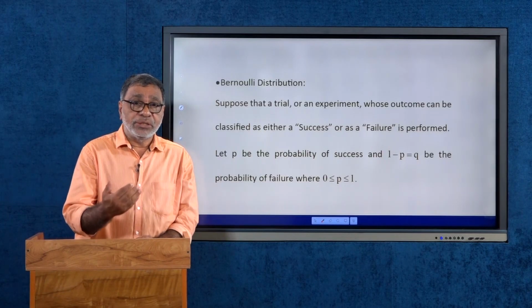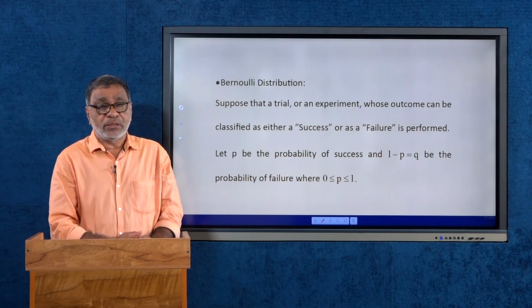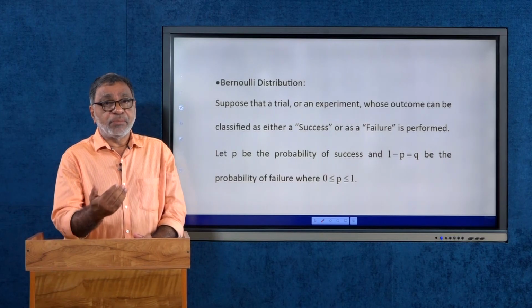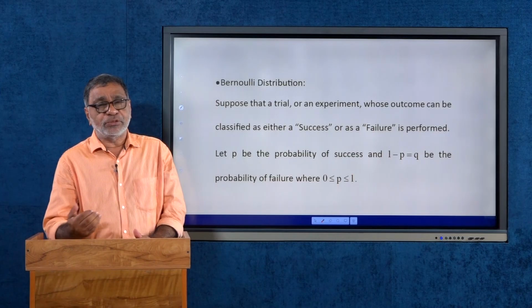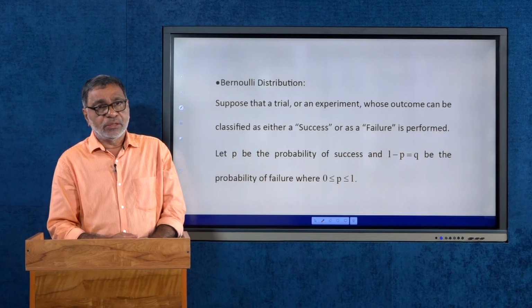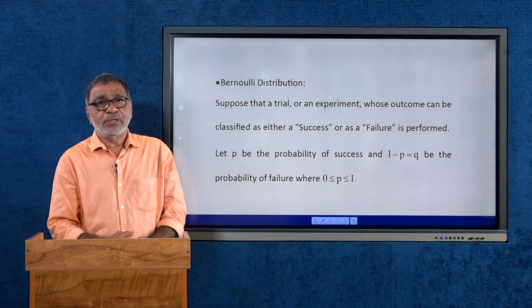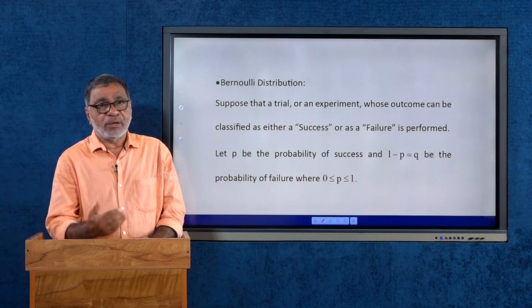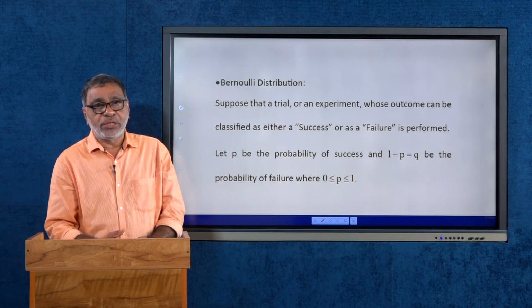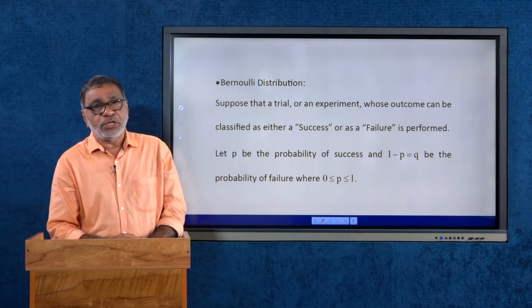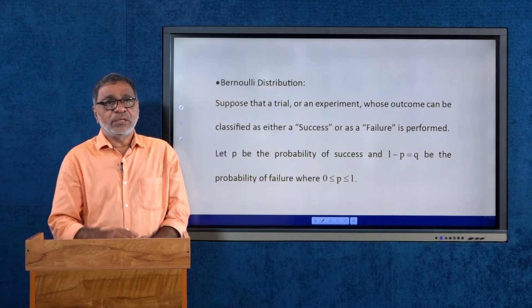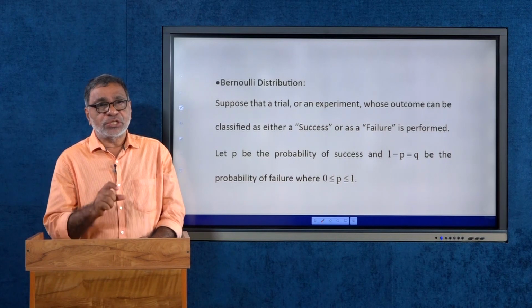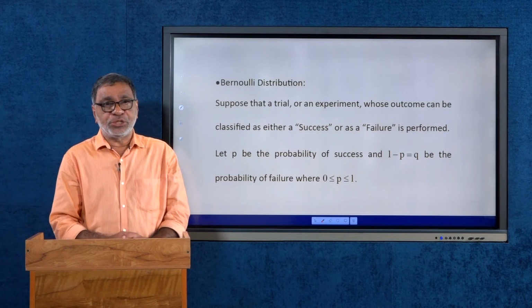Suppose we are noticing the sex of a newborn child, then it may be male or female with the probability of success p and probability of failure q. So, such situations arise in the case of experiments. Corresponding to that Bernoulli trial, we are discussing a distribution that is known as Bernoulli distribution.